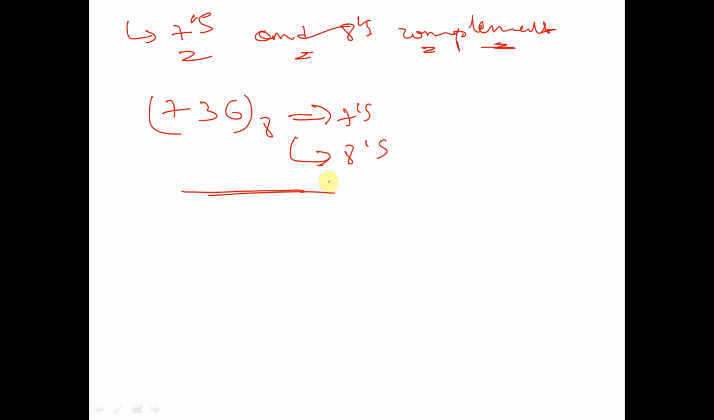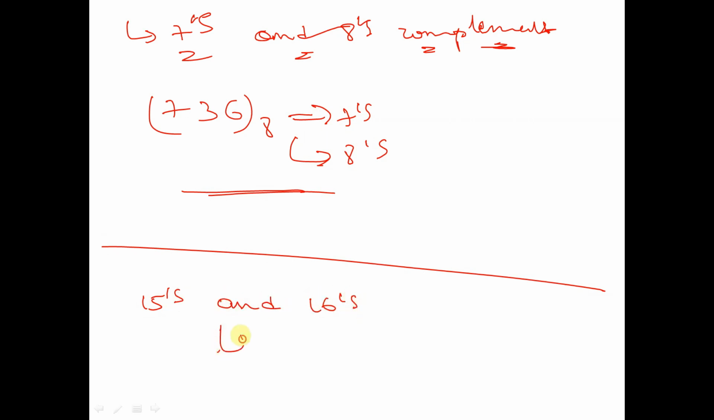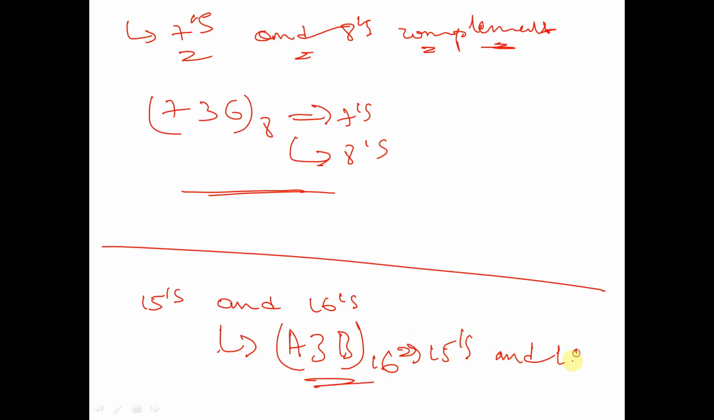So these are the complements of a number, and we also have 15's and 16's complement. If you want to try, you can try it as homework. Say suppose we have A3B to the base 16, then find the 15's complement and 16's complement. The procedure is the same. In case of octal numbers, we will just subtract each digit from 7, that is 777 minus 736, and we will get the 7's complement, and if we add 1 to the 7's complement, then we will get the 8's complement.